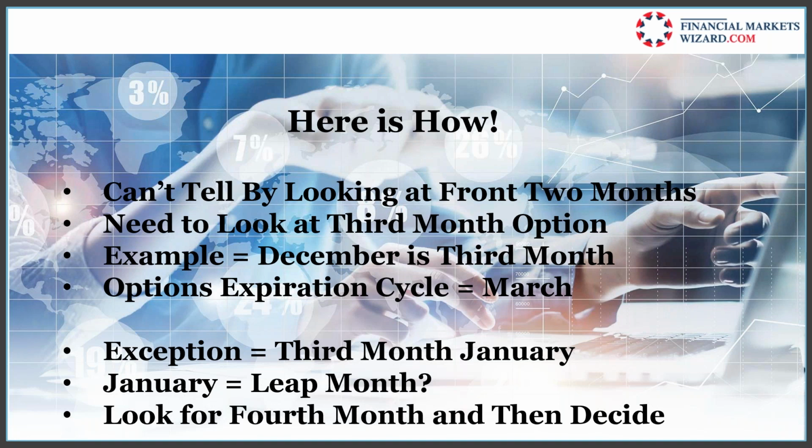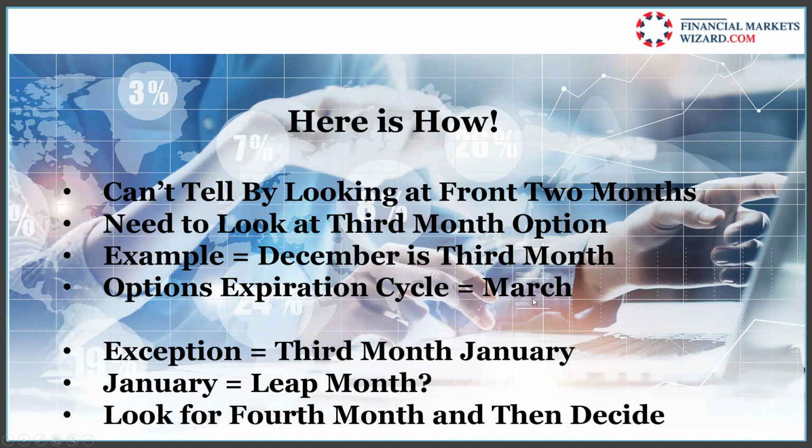You cannot look at those and tell the stock cycle. You have to look at the third month or the fourth month. So suppose you see December is the third month, then you know December is the third month of the fourth quarter. So the option expiration cycle is March.